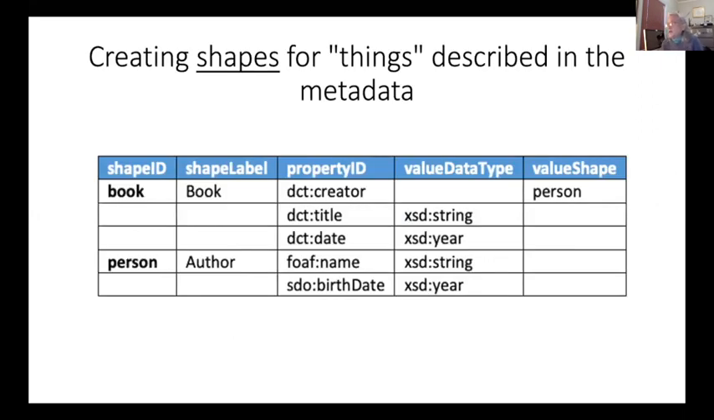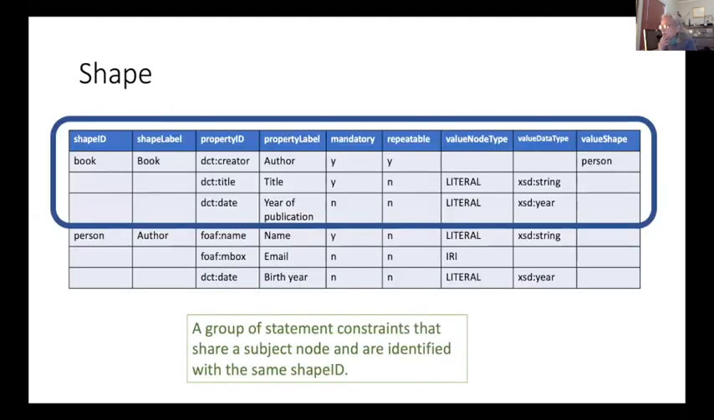And then we have something that we call shapes. Those are for the things that you wish to describe in your metadata. And let me explain a bit about what these are. A shape is a group of statement constraints, I'll get to that soon, that share a node, a subject node in RDF. And they must be identified with a shape ID. So here we have presumably a very simple profile that has two shapes, books and person.